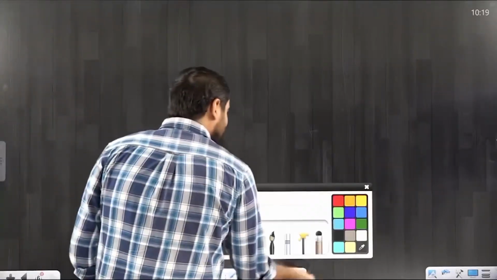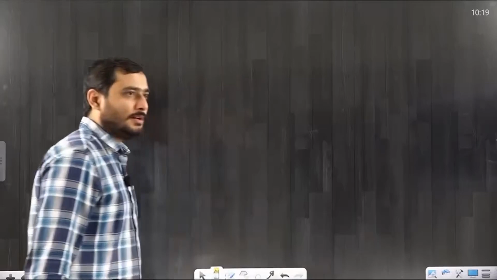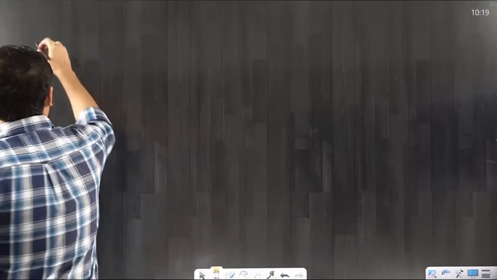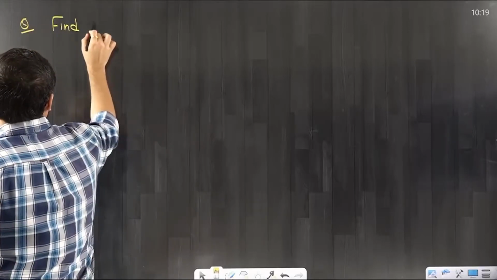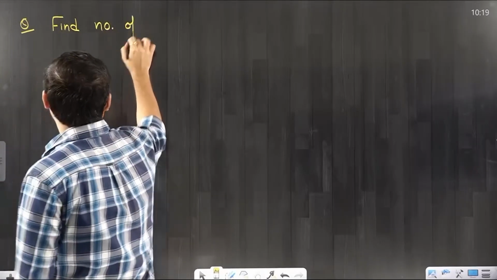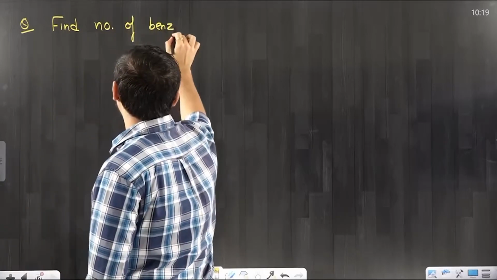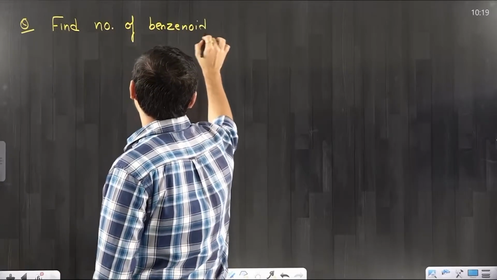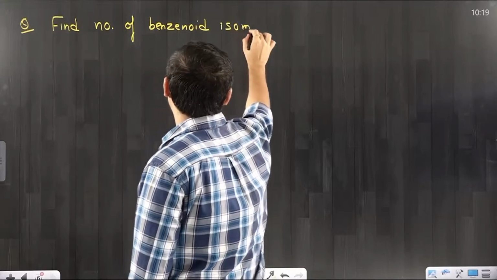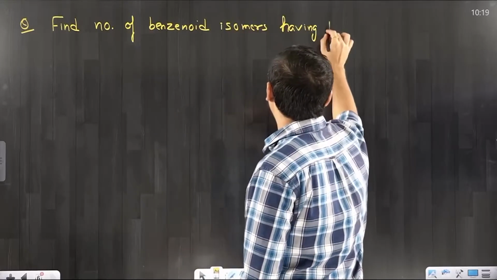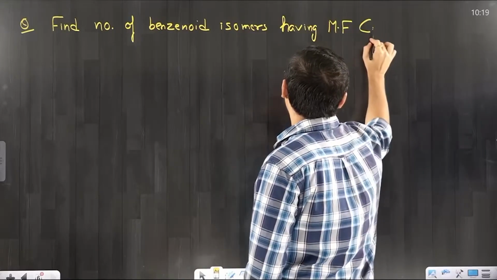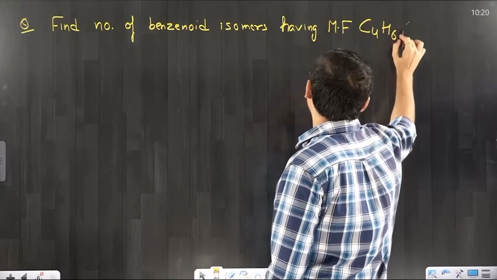Have you heard about benzene? So we'll write about some benzenoid isomers. So let us write the first question. Find the number of benzenoid isomers having molecular formula C4H6Cl2.